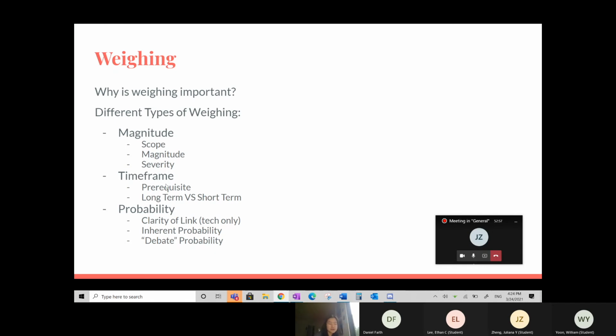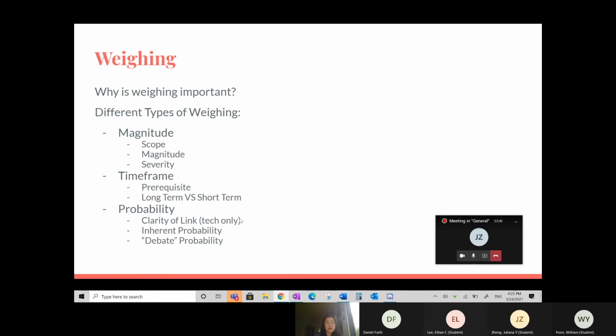So on this pharma topic, a way that you can weigh, especially for innovation, you can say, our innovation impact is a prerequisite to your accessibility impact. Because if no one even invents the drug, there's no way that anyone can even buy it, even if it's cheap enough, right? So innovation is a prereq to accessibility. Okay, and the last is probability.